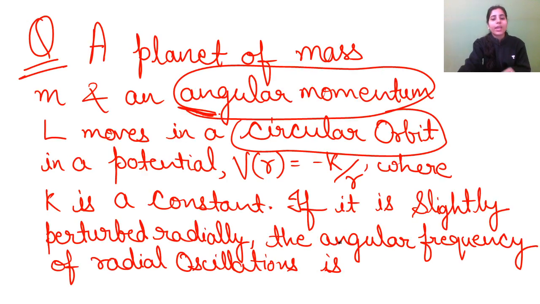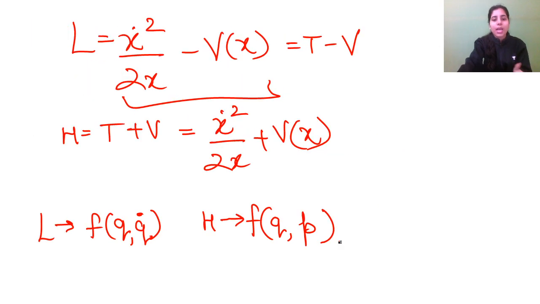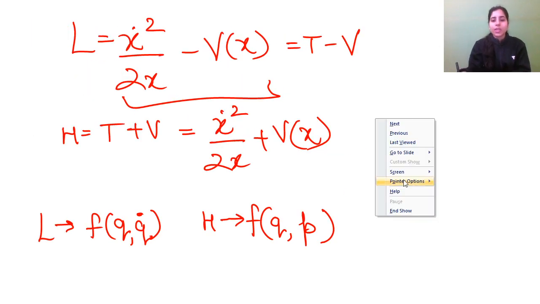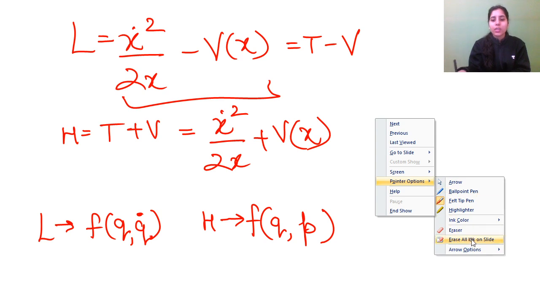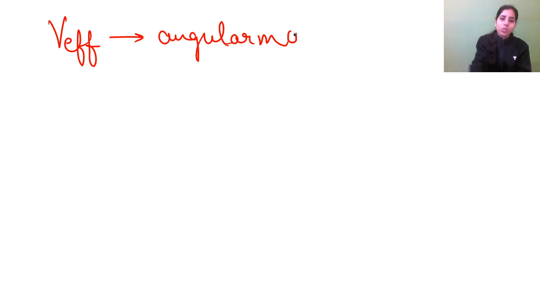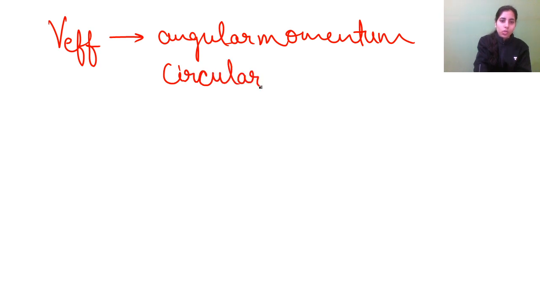After this, you have to take the normal steps which you take in normal small oscillations based questions. And what are these steps? Initially we need to find the effective potential. We have found it out in this case because the question was related to angular momentum and circular orbit. So now we know the potential we need to use.